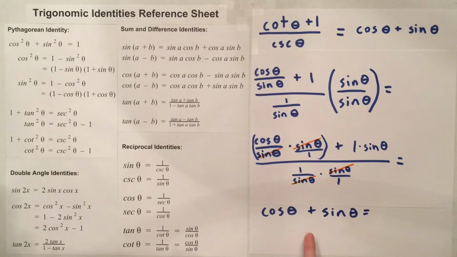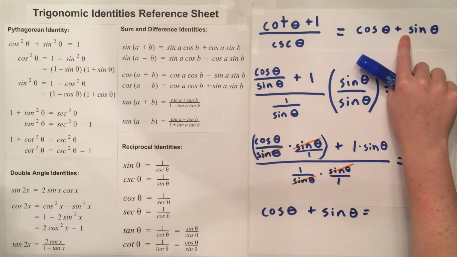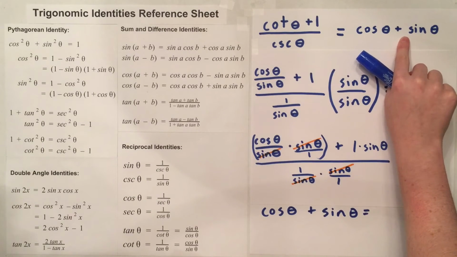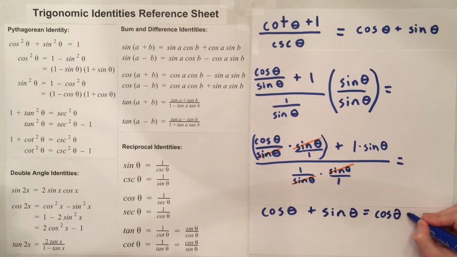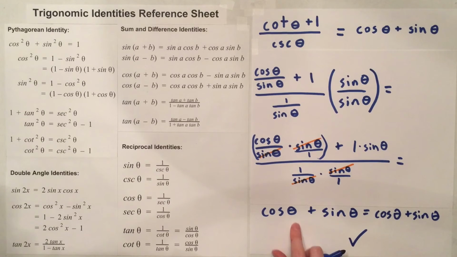We see that the left side of the equation now matches the right side of the equation we had up here. So we can bring down the right side of the equation. And we have finished our proof because the left side of the equation matches the right side of the equation.